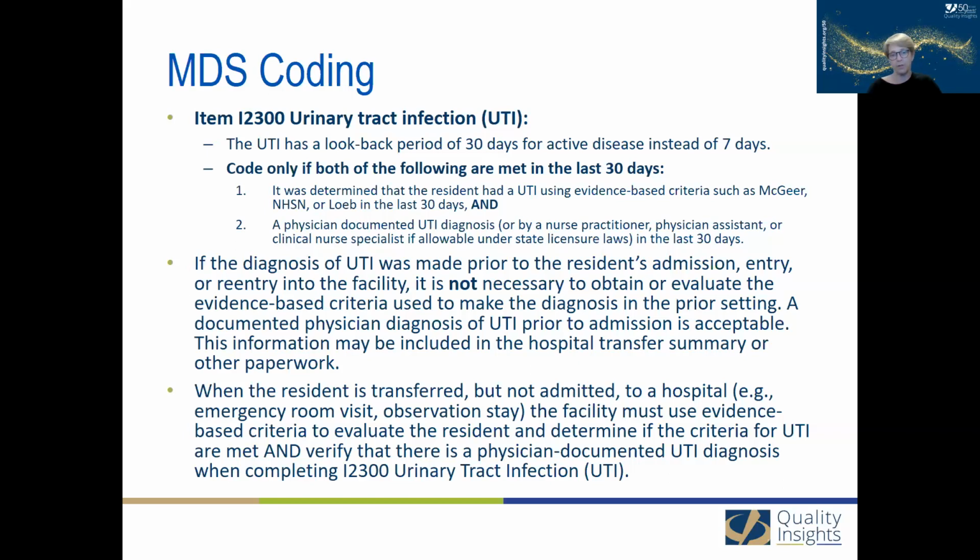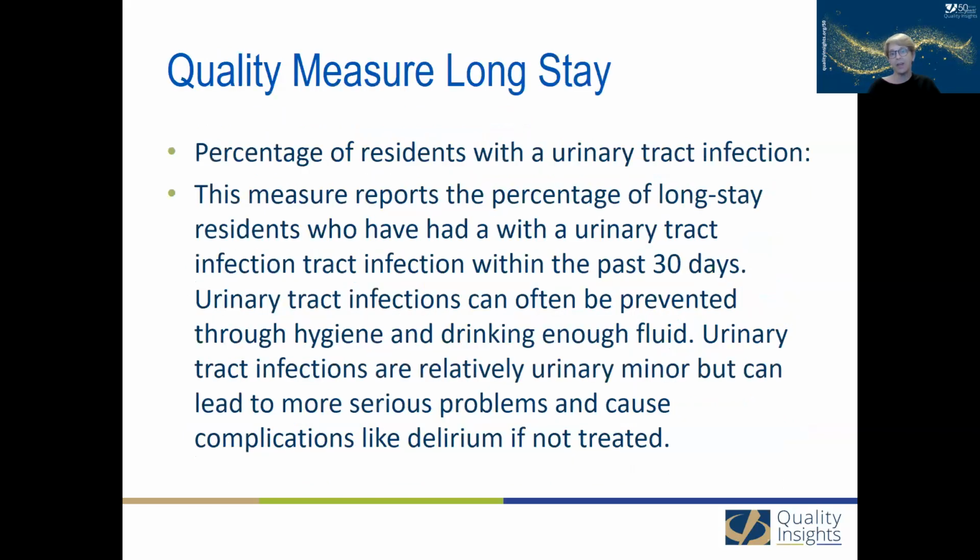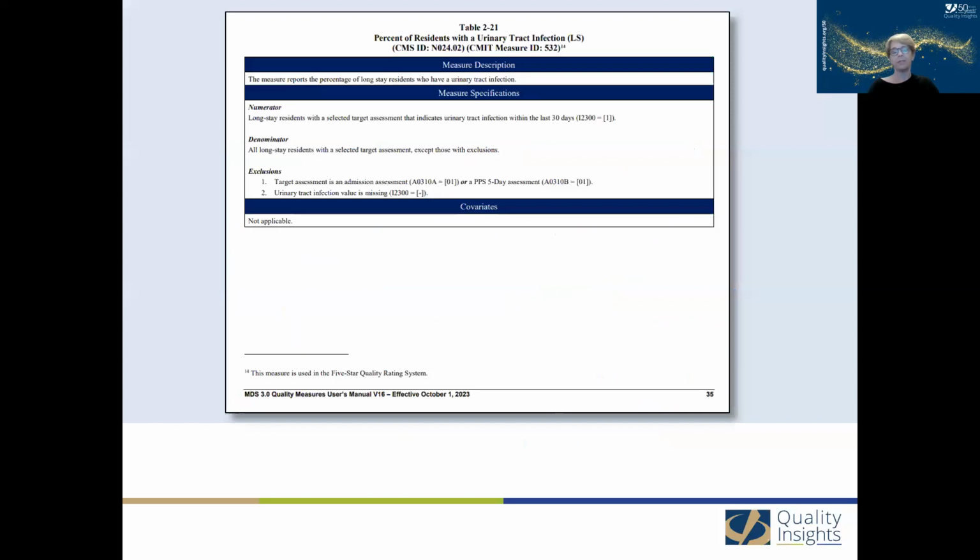And then what happens to it? You put it into the MDS and it goes right on over to the quality measures. The information that we put into I-2300 goes directly to our QM report in the long stay quality measure, percentage of residents with urinary tract infections. And it's a really, really simple measure.